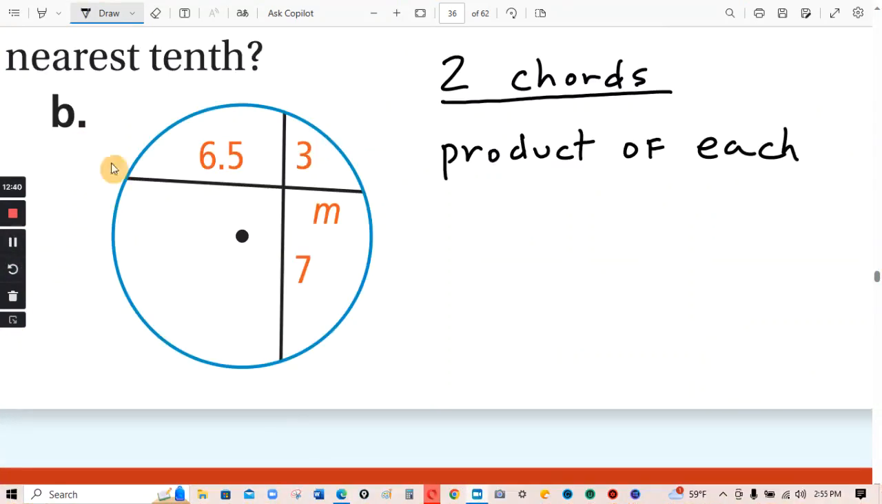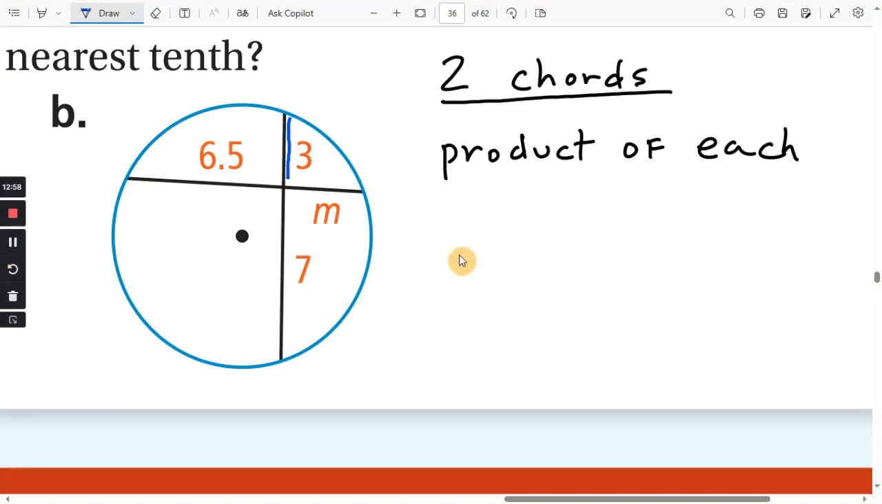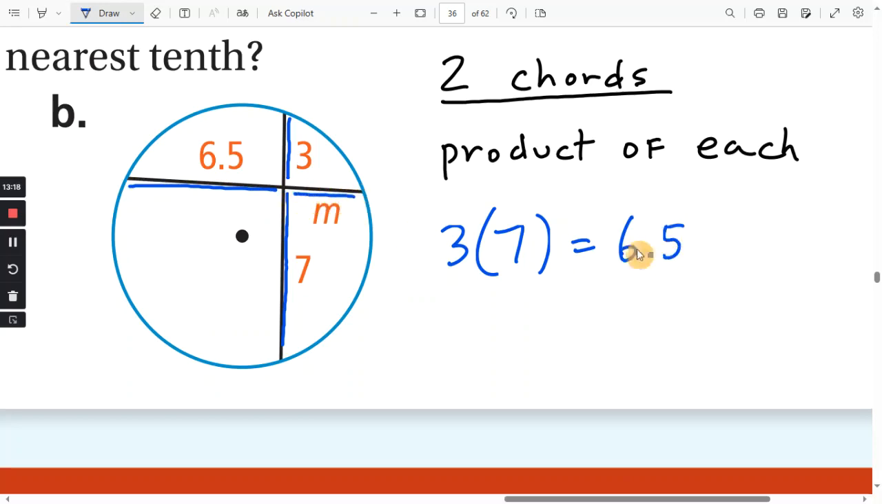All right, part B. We have two chords here. You just want to find the product of each. So you do 3 times 7 equals m times 6.5. Please try it. All right, this chord here is 3. And this chord here is 7. Product means you multiply. This chord here is 6.5. And this chord here is m. So it's just 6.5 times m.